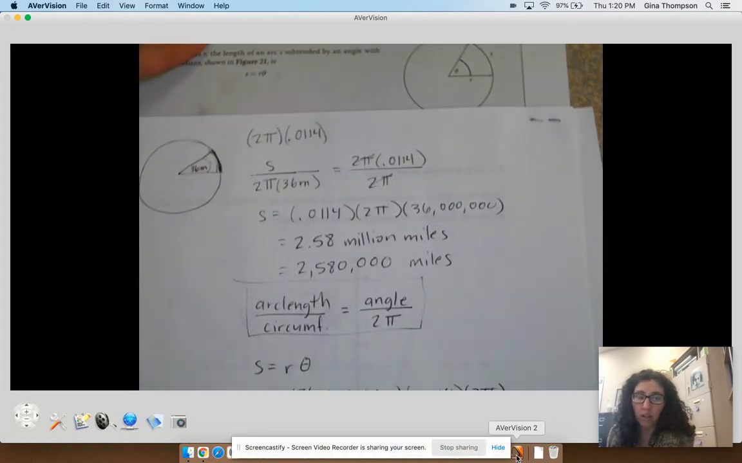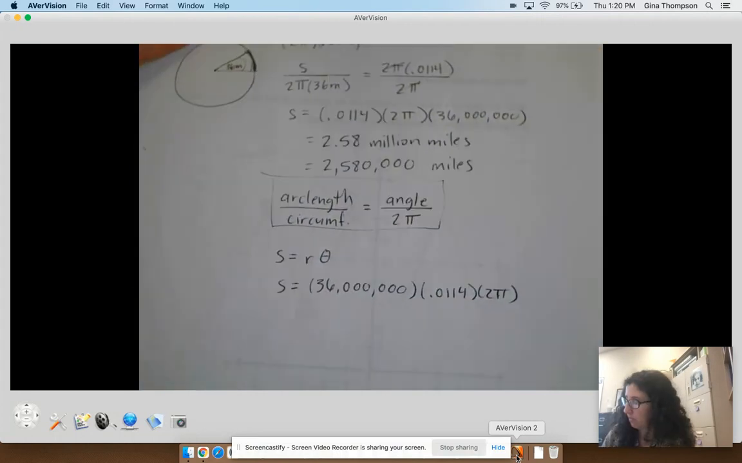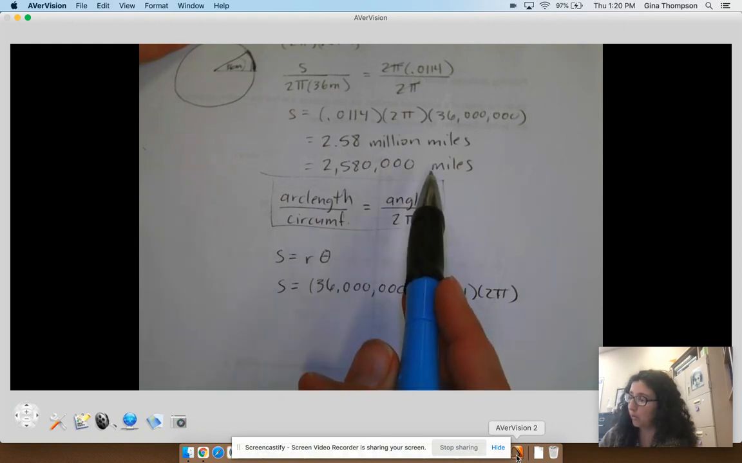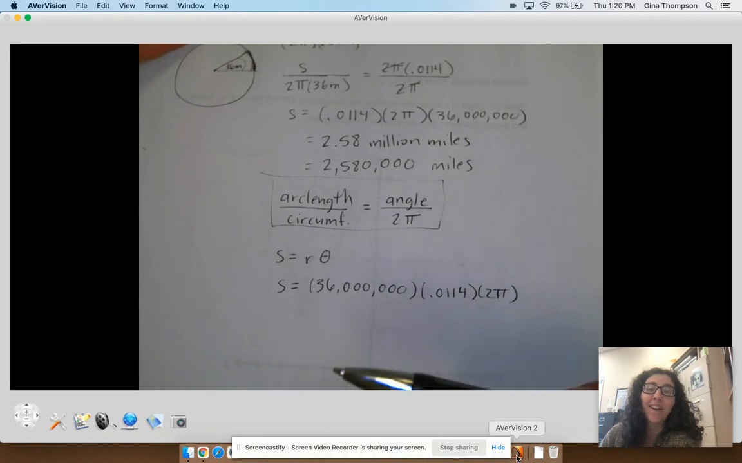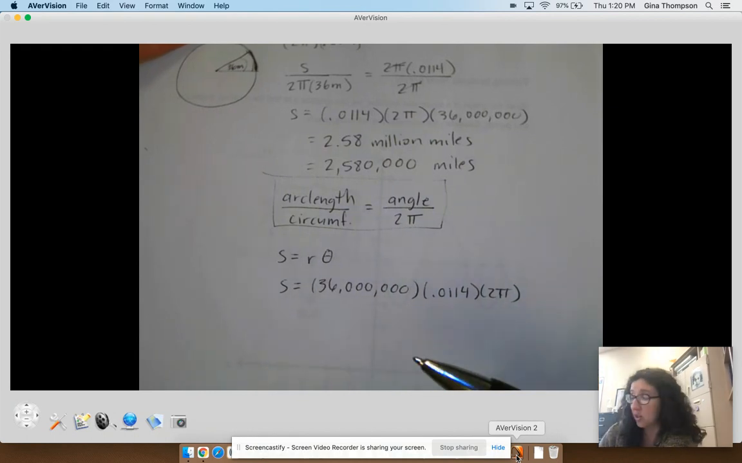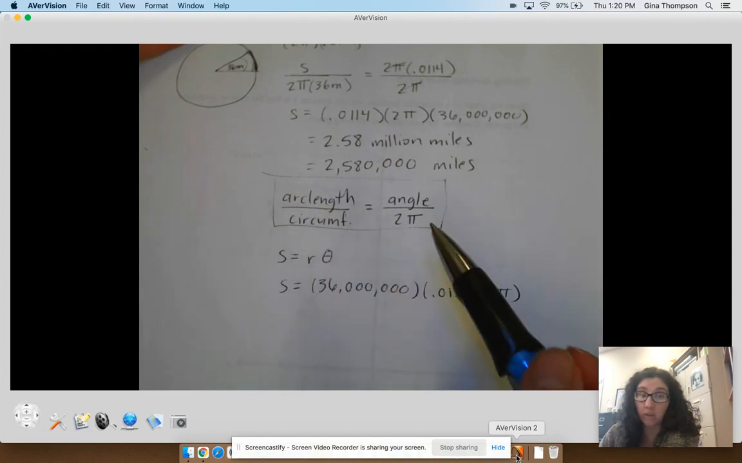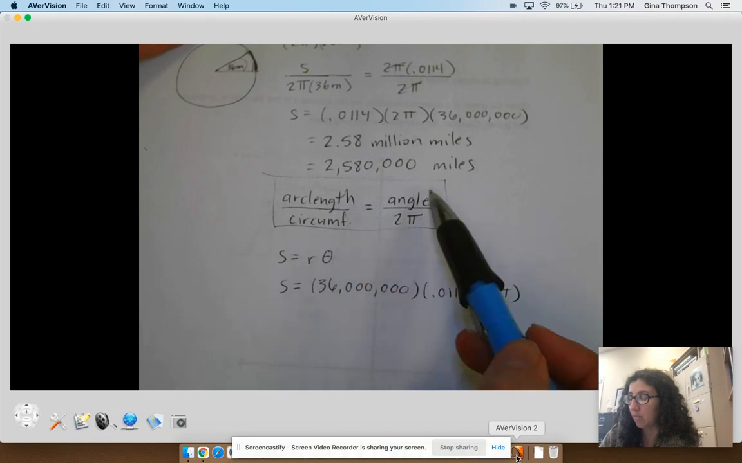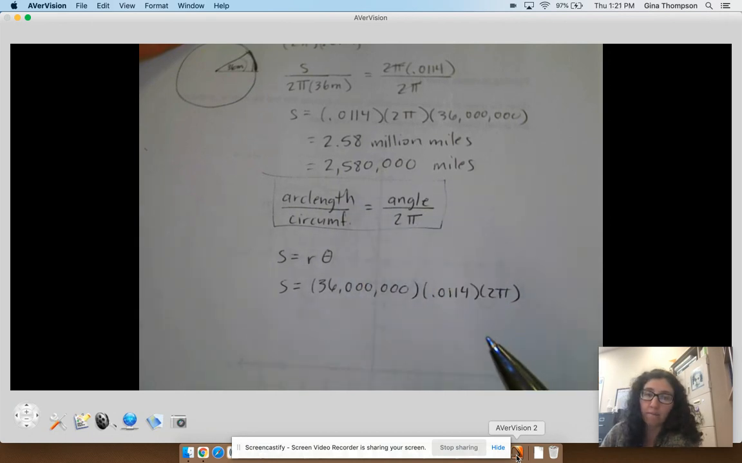Whoops, I can't see that. Totally the same answer. Either way is fine, whichever makes more sense to you. If you like this ratio, I just like the ratio because it makes sense to me and it's one less equation to memorize. I'm not good at memorizing equations, but I'm good at memorizing concepts, right? And this makes sense to me. The ratio of the arc length to the circumference is the same as the ratio of the angle to 2 pi, okay?